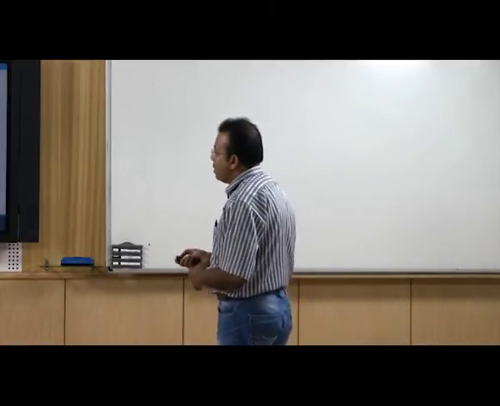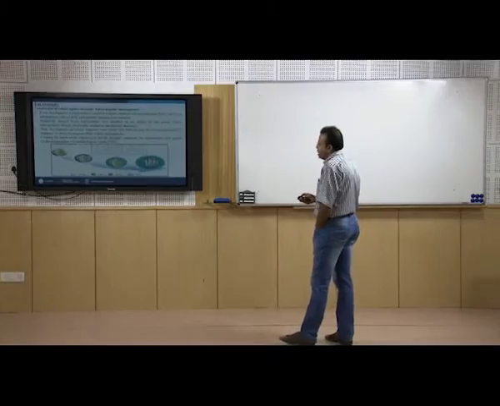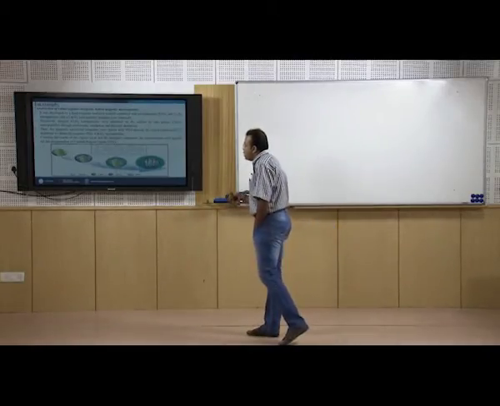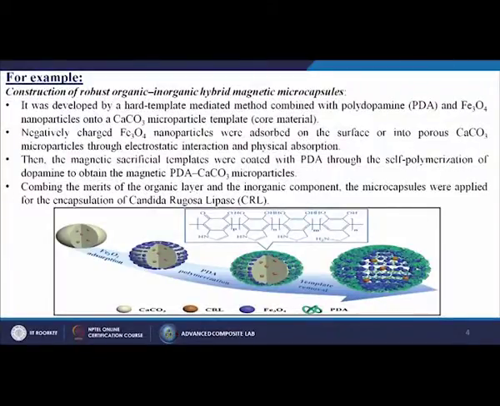So, I am going to give one example so that we can better understand how we are doing the microencapsulation. It is an example of the construction of robust organic-inorganic hybrid magnetic microcapsules. Here, generally we are taking the polymer, which is polydopamine, and Fe3O4 nanoparticles onto a calcium carbonate microparticle template, which is known as the core material. Now, negatively charged Fe3O4 nanoparticles were adsorbed on the surface or into porous calcium carbonate microparticles through electrostatic interactions and physical adsorption. So, in that calcium carbonate we are incorporating the Fe3O4 inside.